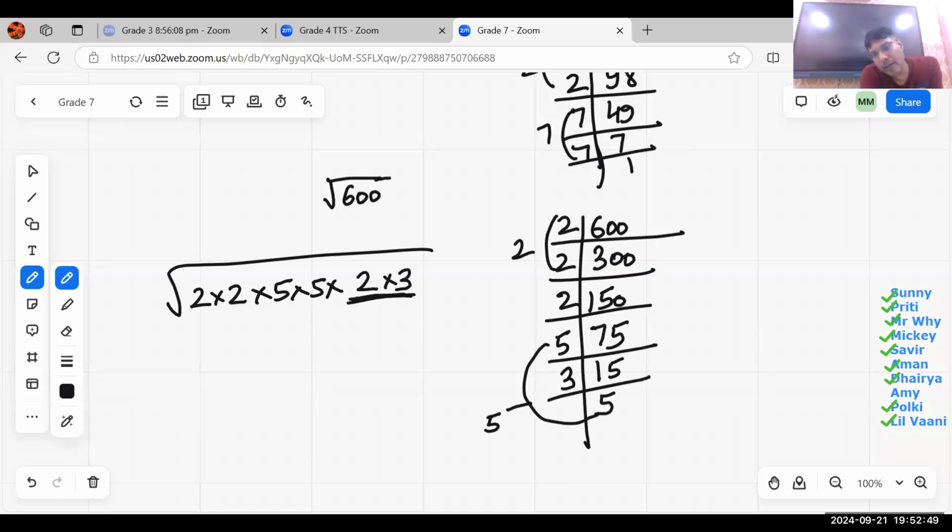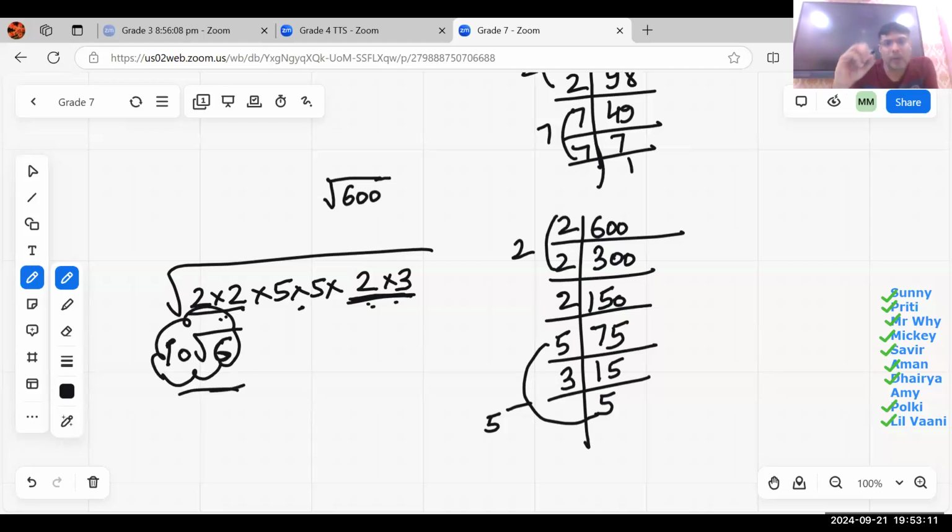मुझे ये 2 और 3 लोनली रह गए. So 2 into 5 is what? 10. So will we take the three? Beta, let me explain. So 1, 2 and 1, 5 I can take out. 2 into 5 is 10. And अंदर क्या रह जाएगा? 2 into 3, 6. So this is the square root which is not going to come anywhere.